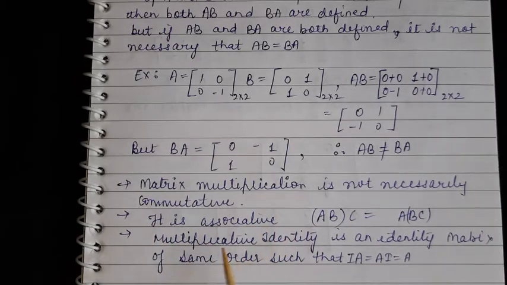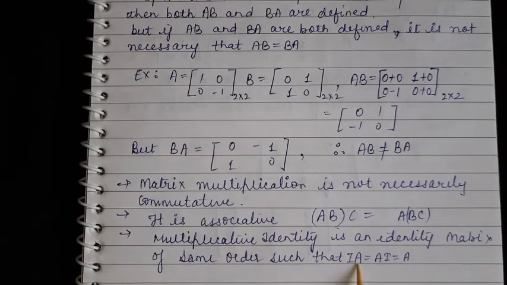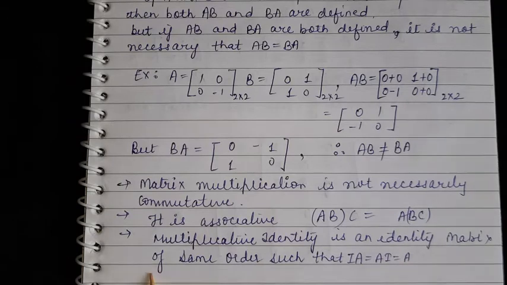Now we need to see the multiplicative identity. As we know, a number is the multiplicative identity when you multiply it with any other number and you get the number itself. In the same way, for a matrix, its multiplicative identity will be the matrix that, when multiplied with A, leaves A unchanged. So the multiplicative identity is an identity matrix of the same order such that identity into A is equal to A into identity, which is equal to A. We always take both because matrix multiplication is not necessarily commutative.